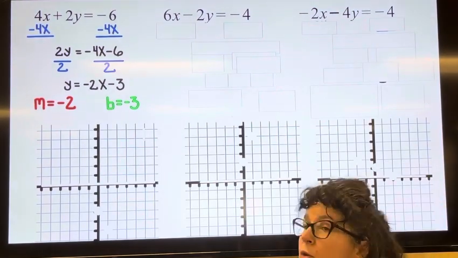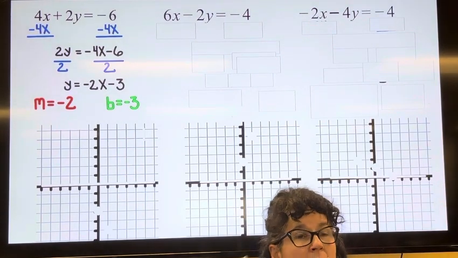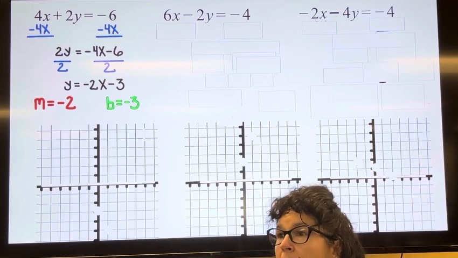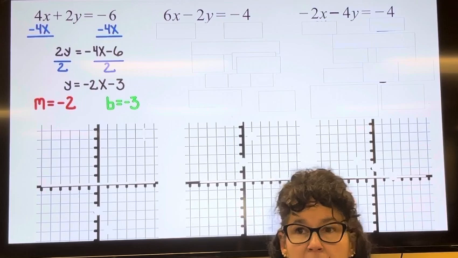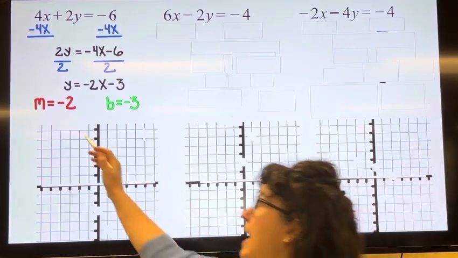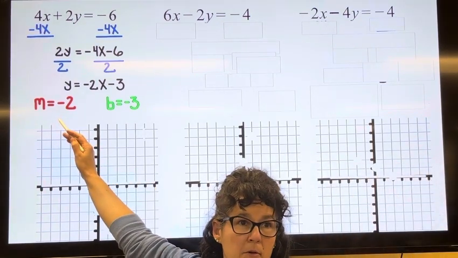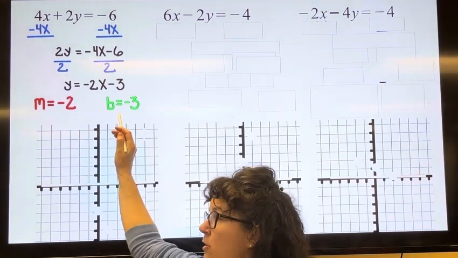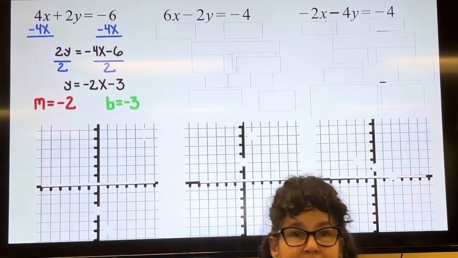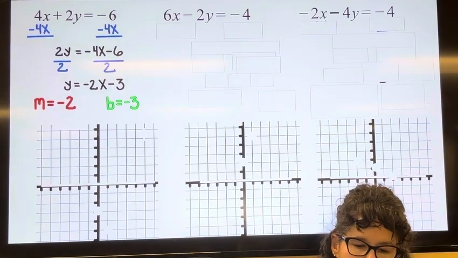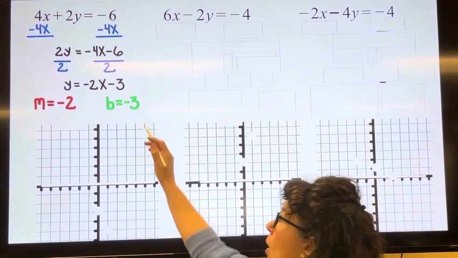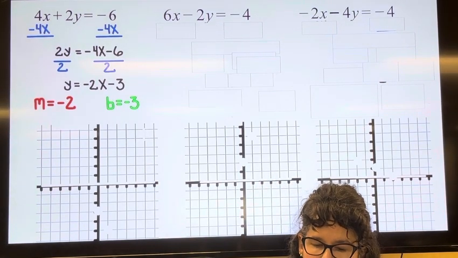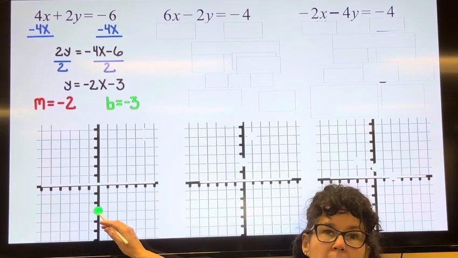There are many ways that you can graph. Plotting points is always a fallback plan, like pick a number, plug it in, get an answer. But my recommendation is to think of graphing a line as the M stands for move and the B stands for begin. So begin specifically on the y-axis. So if I'm going to begin on the y-axis at negative 3, I'm going to put a dot right there at negative 3.